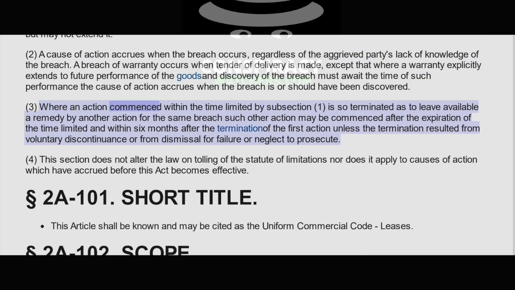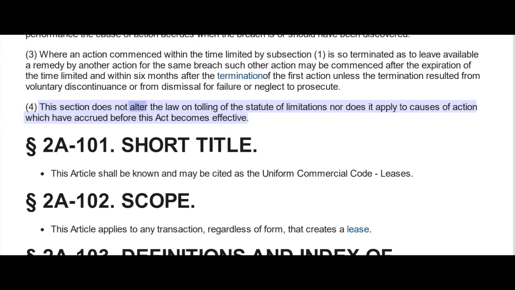Where an action commenced within the time limited by subsection (1) is so terminated as to leave available a remedy by another action for the same breach, such other action may be commenced after the expiration of the time limited and within 6 months after the termination of the first action, unless the termination resulted from voluntary discontinuance or from dismissal for failure or neglect to prosecute. This section does not alter the law on tolling of the statute of limitations, nor does it apply to causes of action which have accrued before this act becomes effective.